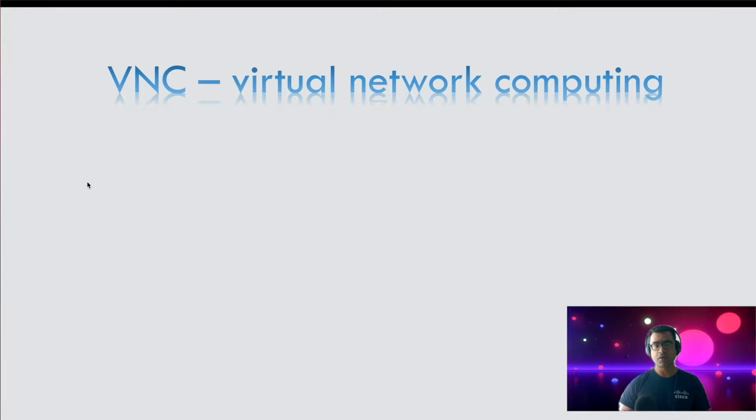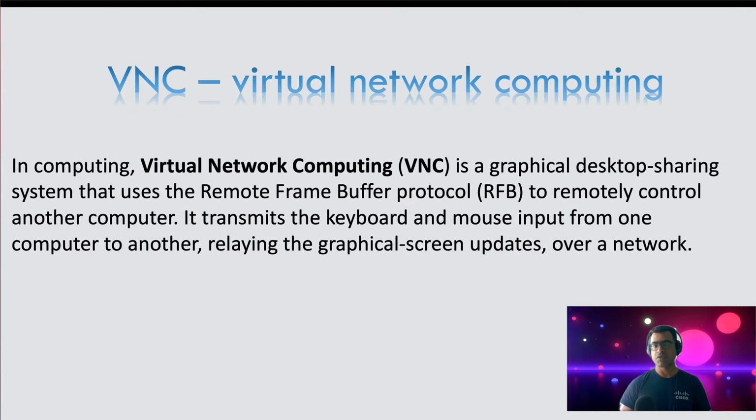The protocol is called VNC, Virtual Network Computing. Virtual Network Computing is not a protocol actually. The underlying protocol is the Remote Frame Buffer protocol. RFB is the actual protocol and VNC is the solution which runs on top of that. Straight from Wikipedia, in computing, VNC is a graphical desktop sharing system that uses RFB to remotely control another computer. It transmits the keyboard and mouse input from one computer to another, relaying the graphical screen updates over the network.